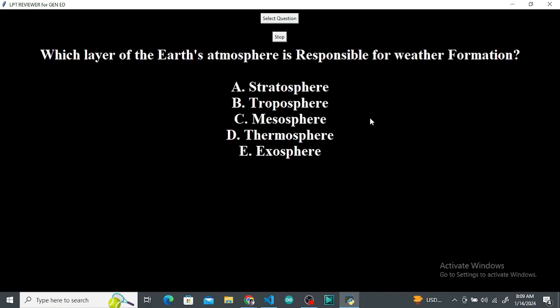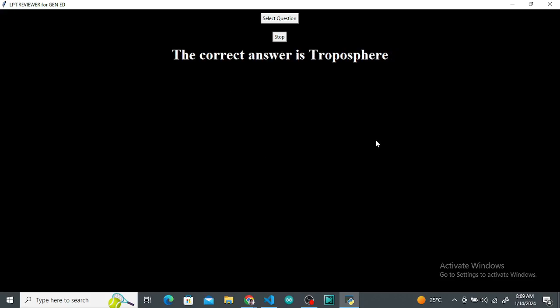Which layer of the Earth's atmosphere is responsible for weather formation? A. Stratosphere. B. Troposphere. C. Mesosphere. D. Thermosphere. E. Exosphere. The correct answer is troposphere.